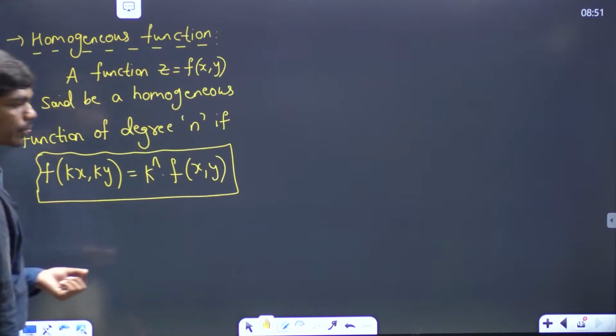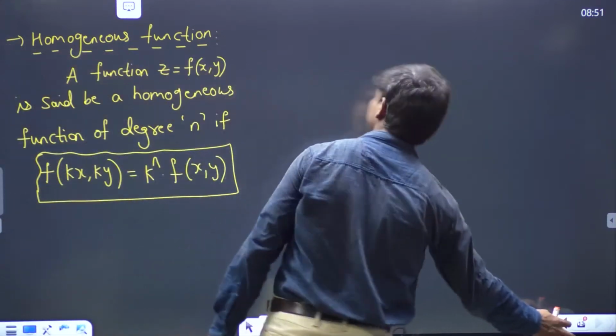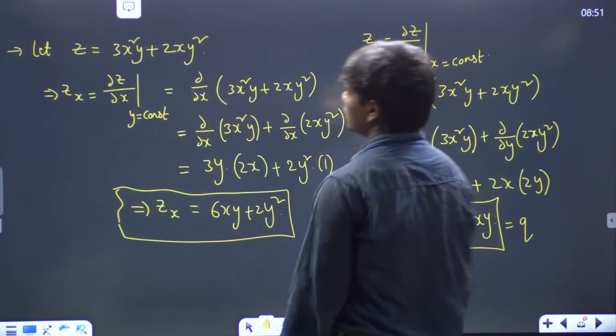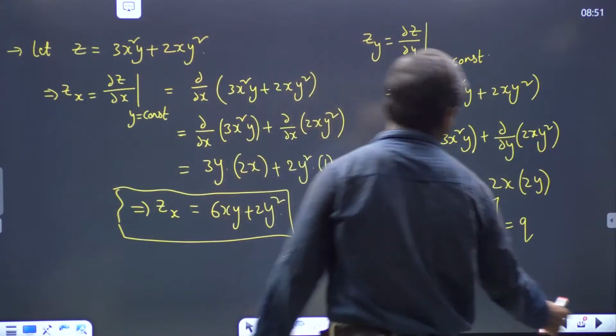Basically, for example, if you see the example that we discussed here, 3x²y + 2xy². Let us consider the same example.